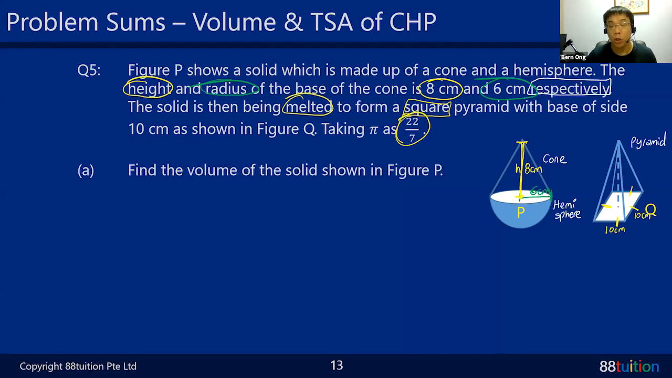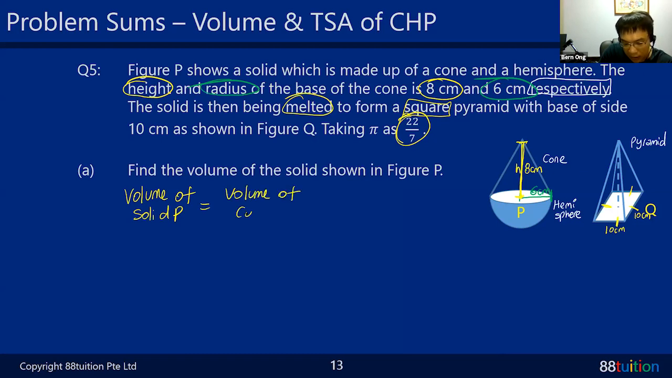Very straightforward. Solid P is made up of a cone and also a hemisphere. So the formula comes in. We combine everything together. Volume of solid P is the volume of cone plus the volume of a hemisphere. At this moment, I'm just writing out the idea: to take these two items together. Next, I'm going to write out the formula. Volume of cone, because it's this shape, 1/3. Your 1/3 must come out. 1/3 pi r square h.